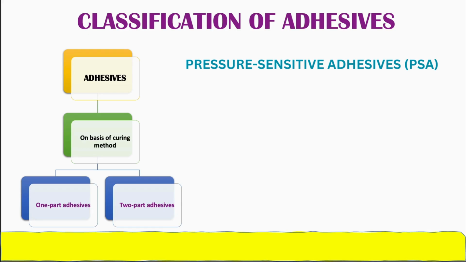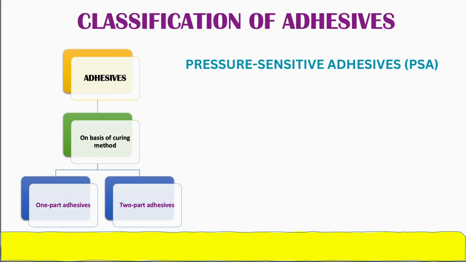So the higher the pressure you apply, the stronger the bonding will be, the more bonding area the adhesive will have with the substrate, and of course, more adhesion will be achieved. Typical examples of this type are the self stick tape and the double sided tapes. They all are pressure sensitive adhesives. So that was the story as far as one part adhesives are concerned.